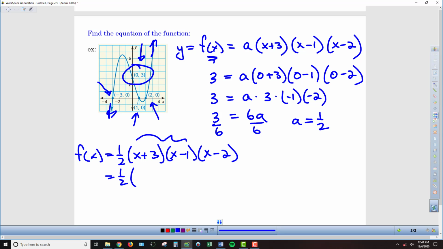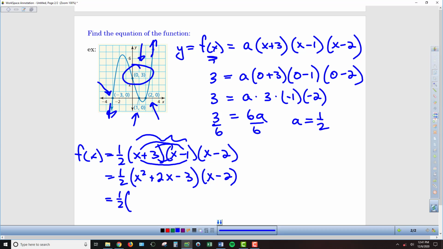So if I do my FOIL, I get x times x is x squared, then my outer gives me negative x, my inner gives me 3x, so combined negative x plus 3x, I'm going to end up with a plus 2x. And then my last is 3 times negative 1, so I get negative 3. So I have FOILed those first two pieces, but now I'm going to have to FOIL times this third piece. So I still have this 1/2 hanging out in front. I'll deal with that at the very end.